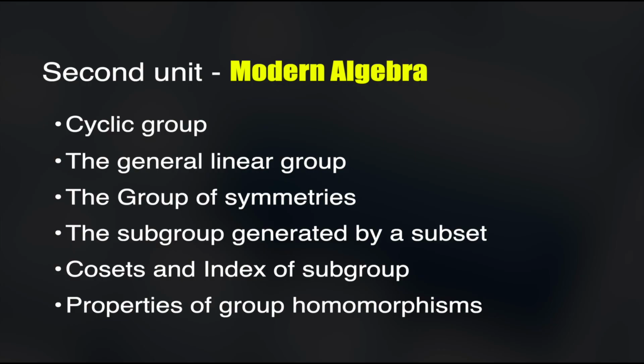The topics covered in Unit 2 are cyclic group, the general linear group, the group of symmetries, the subgroup generated by a subset, cosets and index of subgroup, properties of group homomorphisms.